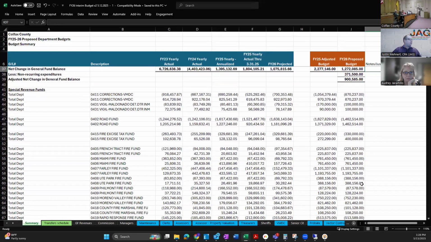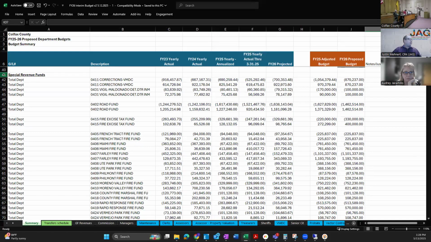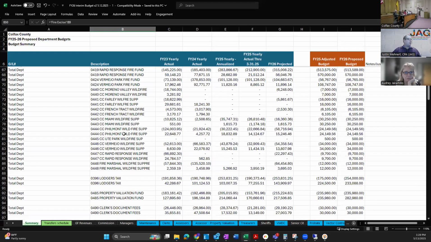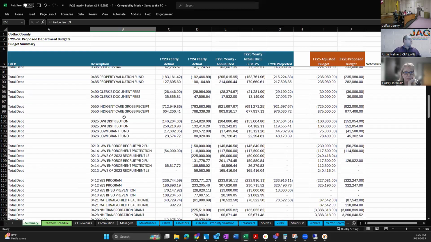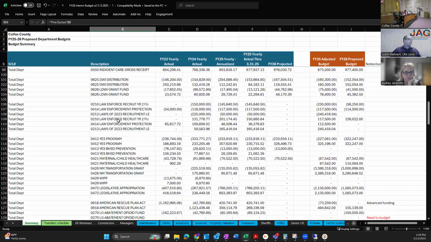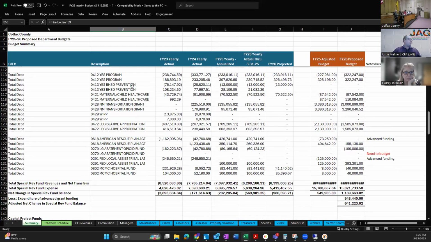I'm going to scroll down here. After that, we have all of our special revenue fund departments. So that consists of corrections fund, road fund, fire excise tax. All the volunteer fire departments are listed out here. Continuing down, lodgers, clerks, DWI, recruitment funds, some of the various special appropriations, and the federal funds like ARPA and the abatement opioid fund are down here at the bottom.